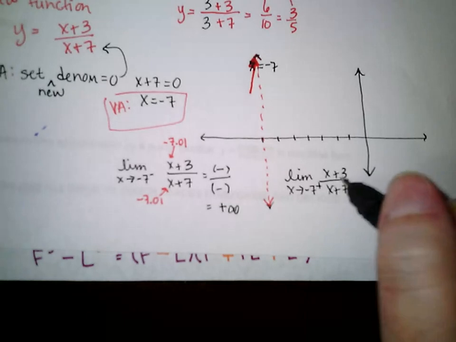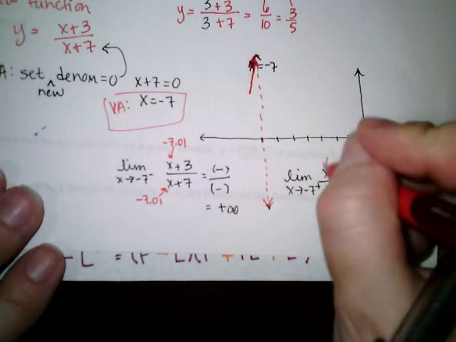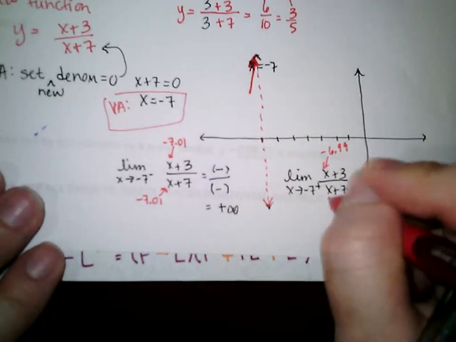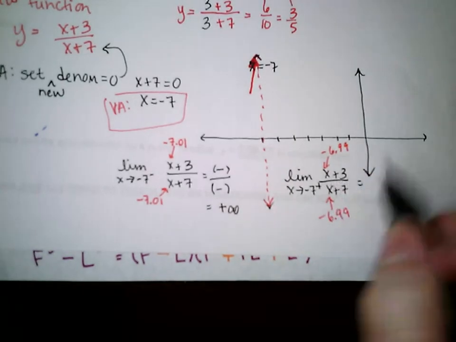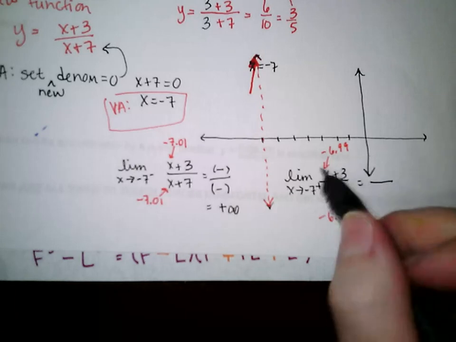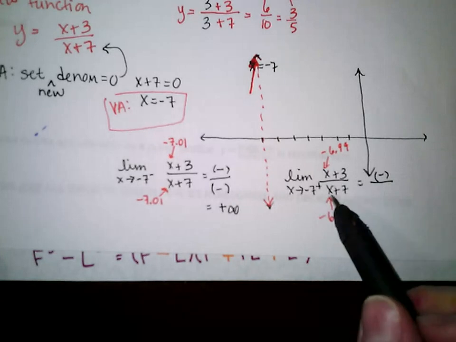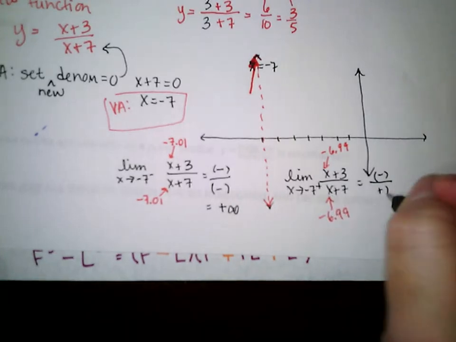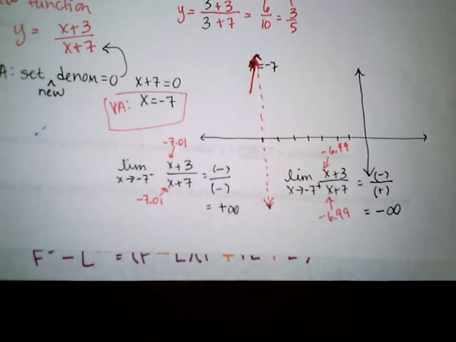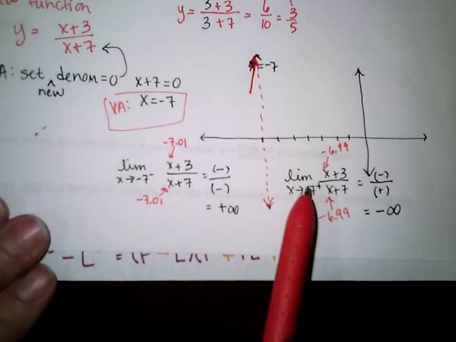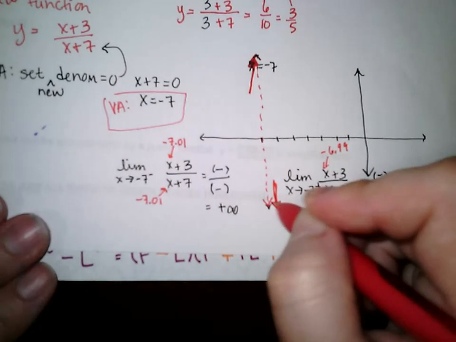Let's look on the right-hand side. On the right-hand side of negative 7, like maybe negative 6.99, so not quite at negative 7, then we're going to plug that in. Again, we don't care about the number, we just care about the sign. So negative 6.99 plus 3, that is going to be negative. Negative 6.99 plus 7, that is positive. And negative divided by a positive is a negative. So that will be negative infinity. So on the right-hand side of negative 7, the function is headed down towards negative infinity.